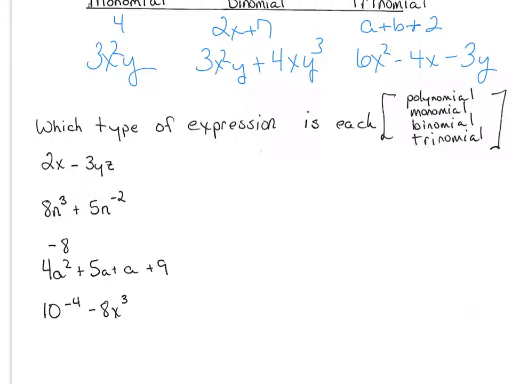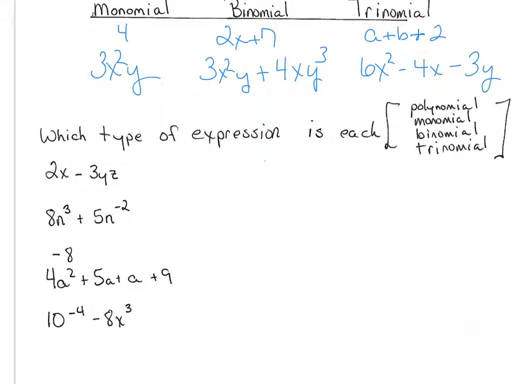The first one, Jared, what is it? A binomial. Okay. Is it anything else? A monomial? No, it's not a monomial. It's not mono because it's not one term. It could also be considered a polynomial. Remember, monomials, binomials and trinomials are different types of polynomials.